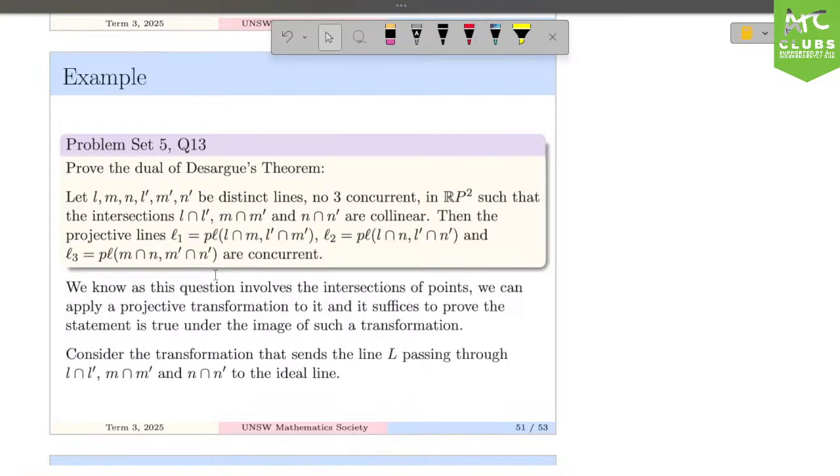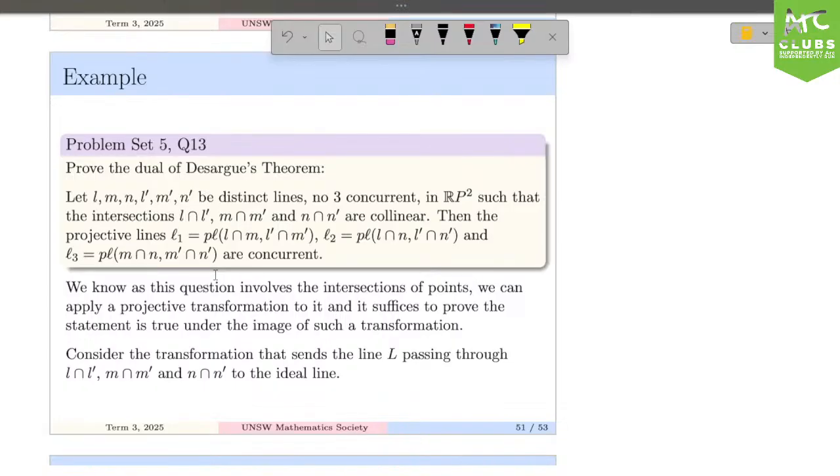So now we have proven that statement there, which is the dual of the Desargues theorem, and by the principle of duality, that also suffices as a proof of the Desargues theorem. Note that the Desargues theorem is normally used in just R squared.